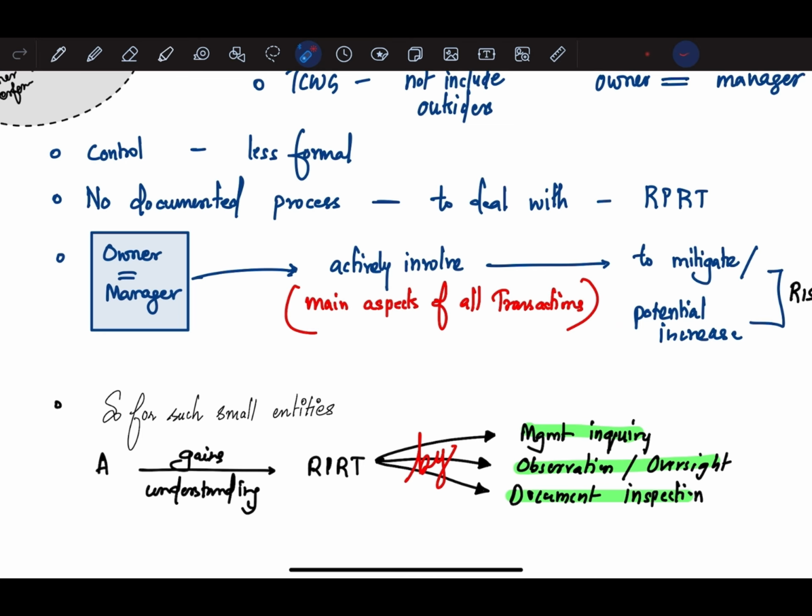So for such small entities, what will the auditor do? The auditor will gain understanding of the related party relationships and transactions by management inquiry, by observation and oversight, and by document inspection. So basically he will directly inquire from the management, because management and TCWG are the same thing. He will do the observation and oversight, because it is a small entity. The oversight and observation will become easy for the auditor, and he will do the document inspection himself as well, because it is a small entity. The documents will also be less.